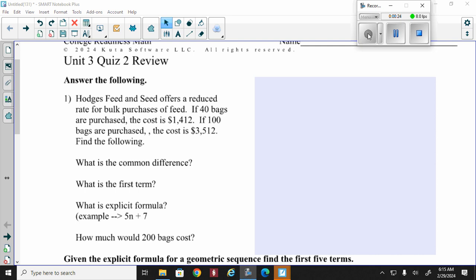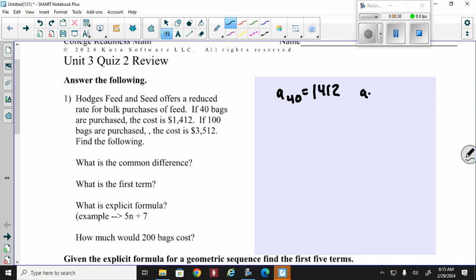So here we go. Question number one: Hodges Feed and Seed offers a reduced bag of for bulk purchases. If 40 bags, all right, so A of 40, if that equals 1,412, and then A of 100 equals 3,512. All right, we've done this several times.